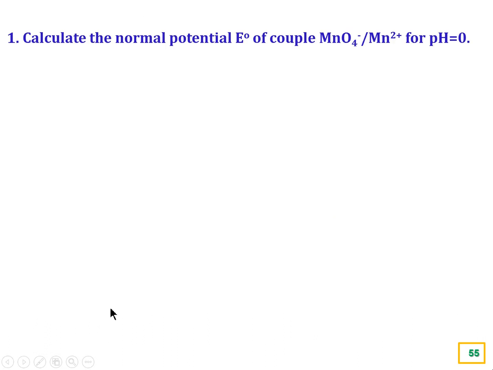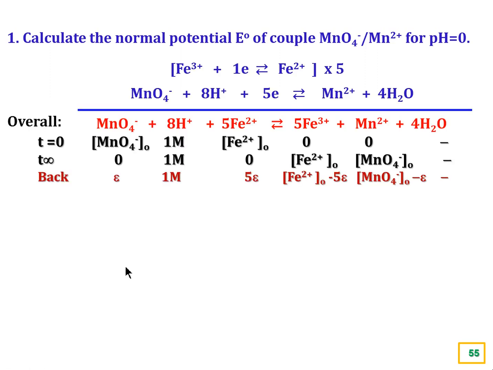How to calculate E0 of the couple MnO4-/Mn2+? First of all, we have to write the global reaction: MnO4- plus Fe2+ gives Fe3+ plus Mn2+. We balance the reaction according to the half-equation method, and we obtain the stoichiometry. Construct the table of conversion and apply this table at the equivalence point.